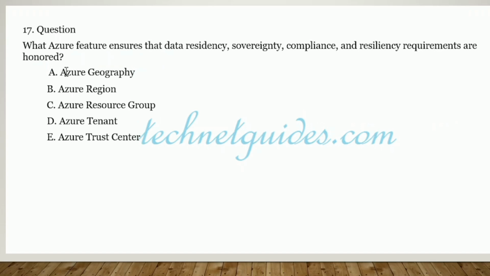Question number 17. What Azure feature ensures that data residency, sovereignty, compliance, and resiliency requirements are honored? Option A. Azure Geography. Option B. Azure Region. Option C. Azure Resource Group. Option D. Azure Tenant. Option E. Azure Trust Center. And the correct answer is option A, Azure Geography.